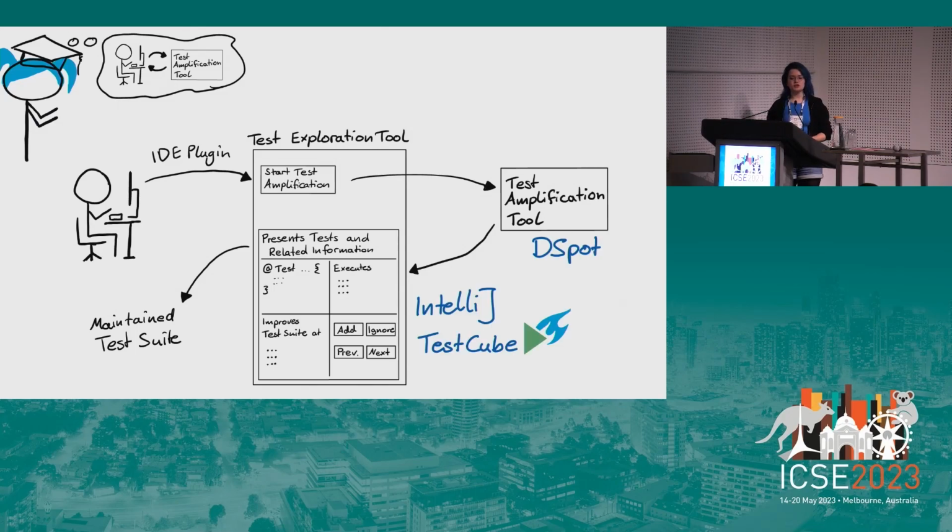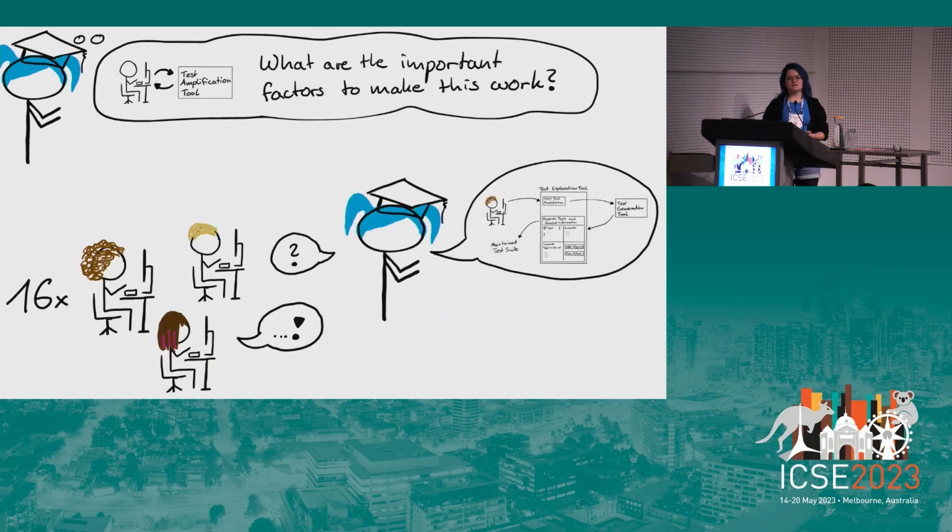We implemented a prototype for this based on the DSpot tool that does amplification in Java, and we also made an IntelliJ plugin called TestCube. And then what we asked ourselves is, what are the important factors to make this communication work well?